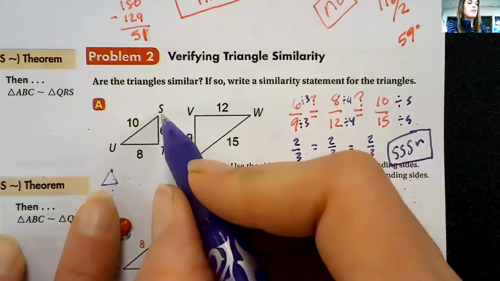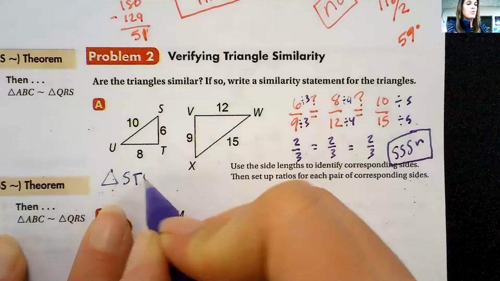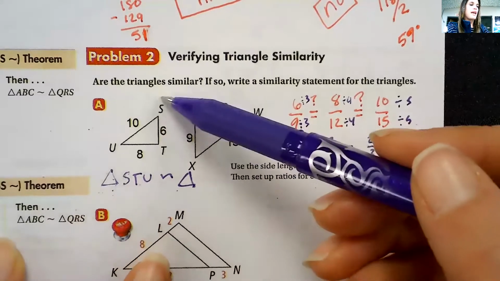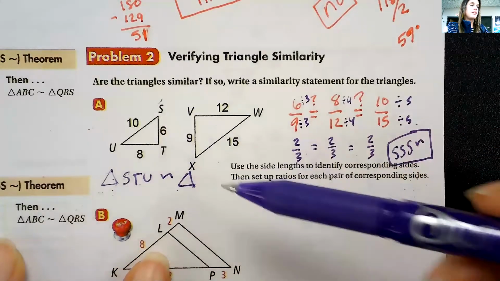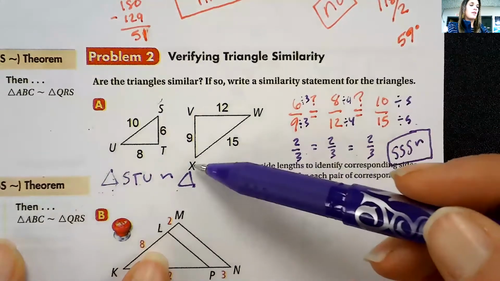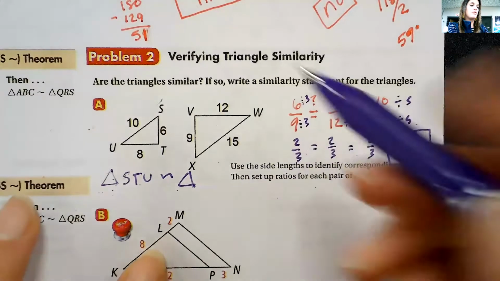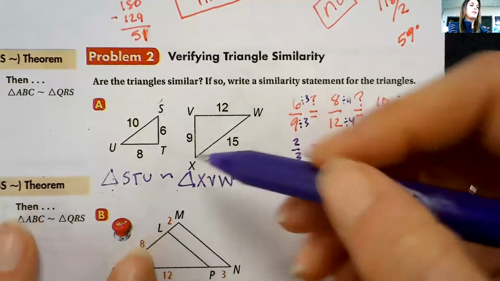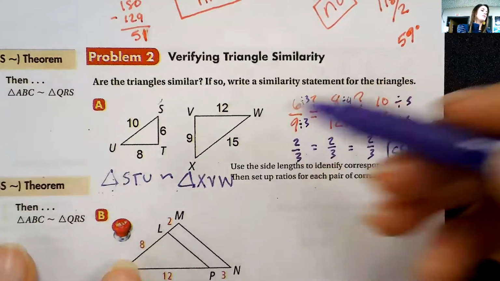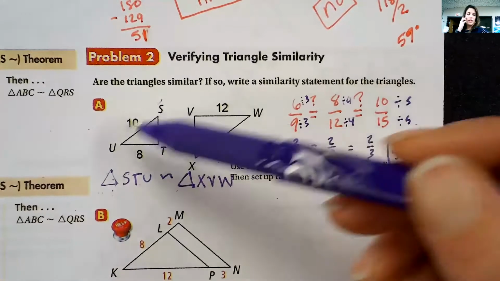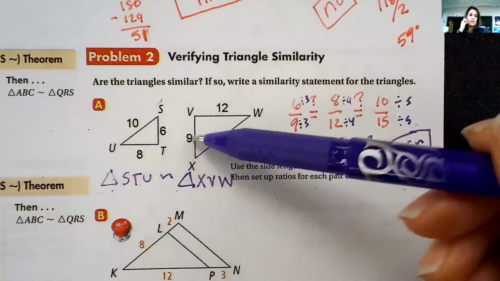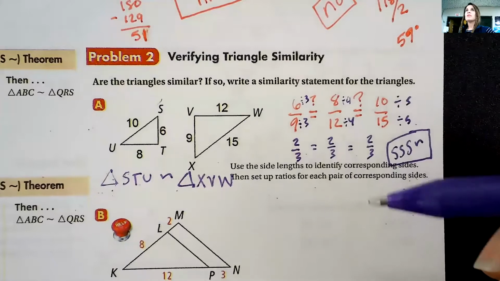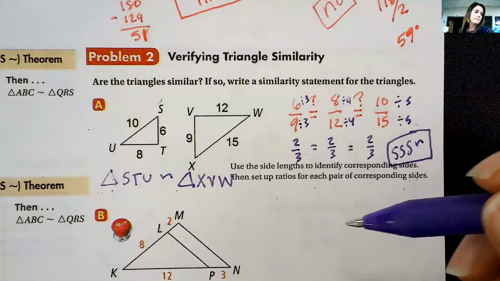The triangle, let's say STU, is similar to triangle... Now I started with S, I went to T, and then over to U. So I got to go X, V, W to go in the right order. X, V, W. So I went down the short side and then the second shortest side. 8 and 12 went together. 6 and 9 went together. So you gotta make sure you go in the right order.